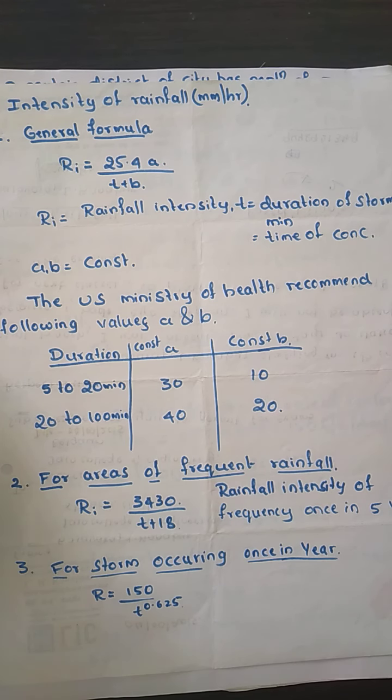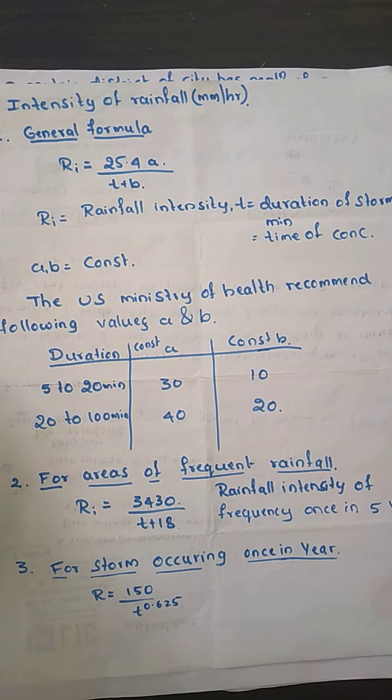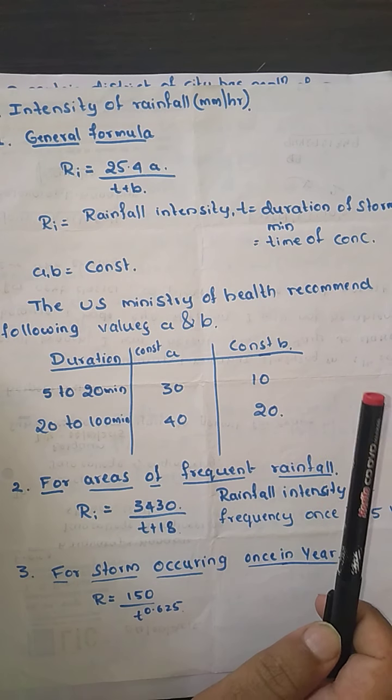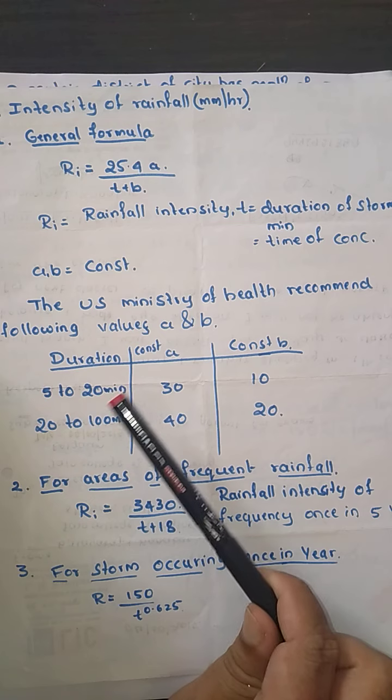It is Ri equals 25.4 into A divided by T plus B, where Ri is the rainfall intensity and T is the duration of a storm in minutes, means how much time the storm is going to occur, which we also call the time of concentration. The US Ministry of Health has given this formula, which depends upon two constants, A and B. Here the duration of rainfall is T.